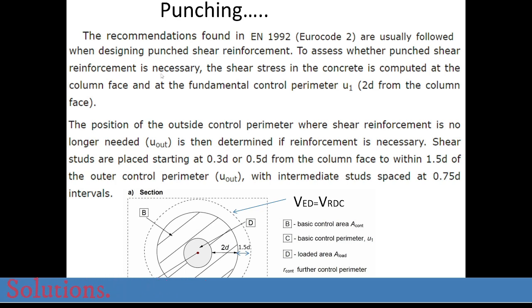So to assess whether punching shear reinforcement is necessary, the shear stress in the concrete is computed at the column face. That means at the face of the column, we need to calculate the punching shear, and we need to compare this punching shear with the maximum punching shear resistance of the concrete at this face. And secondly, we need to also calculate the punching shear at 2D distance from the face of the column, and compare the value of the punching shear stress with the punching shear resistance of the concrete at 2D distance from the face of the column.